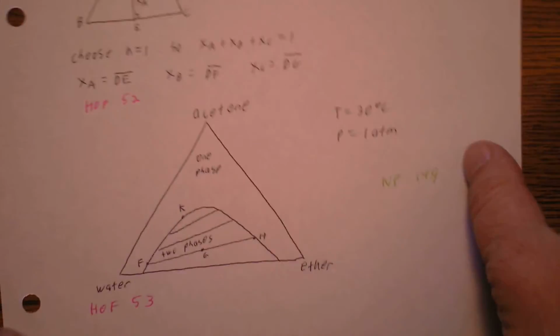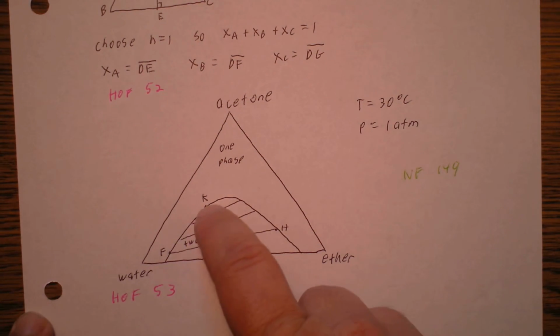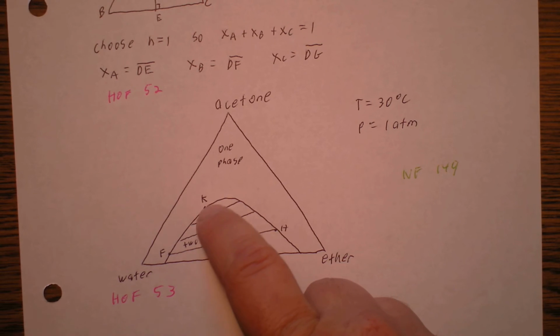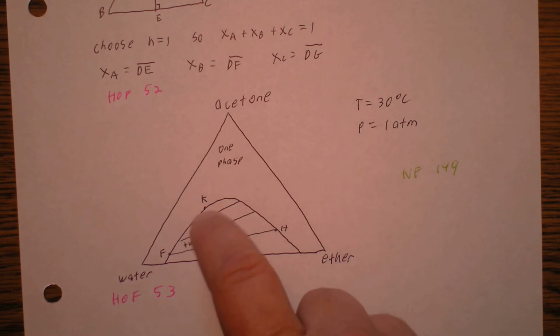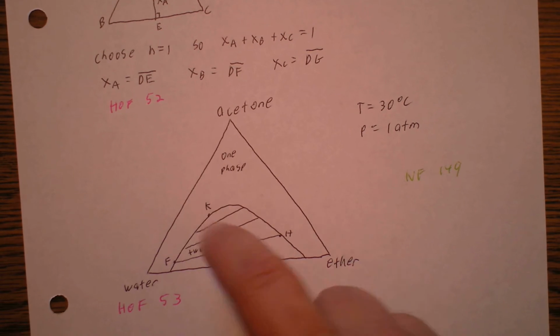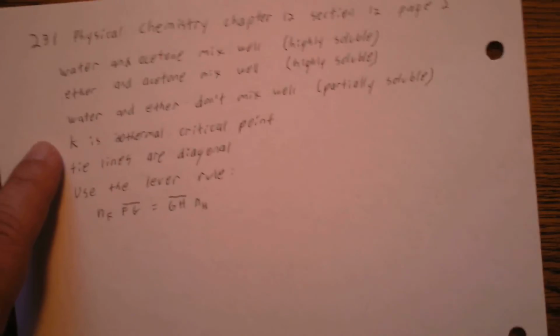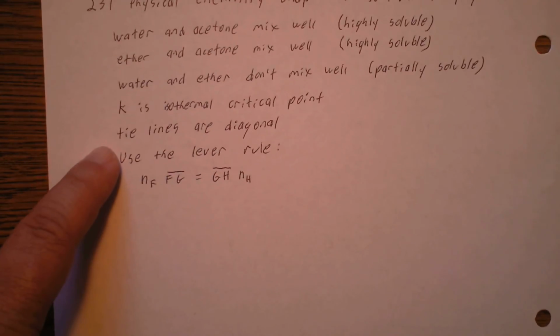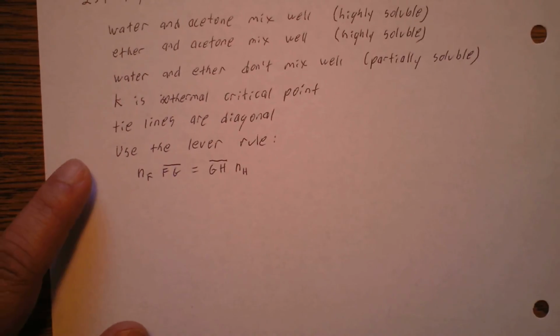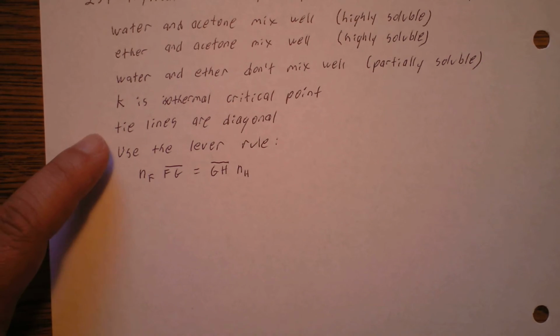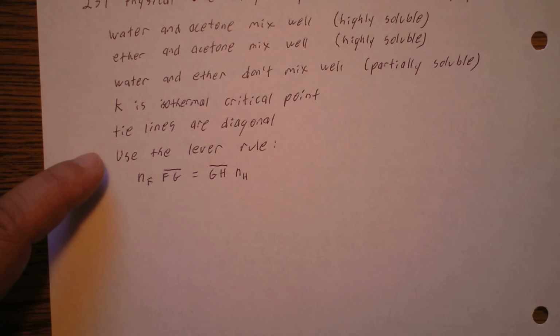Now, K is called the isothermal critical point. Was that on the diagram? Okay, so right here, you've got a point K where it's a certain temperature, but you've got a critical point. Now, the tie lines in this example are diagonal. On the regular phase diagrams, they're all horizontal.